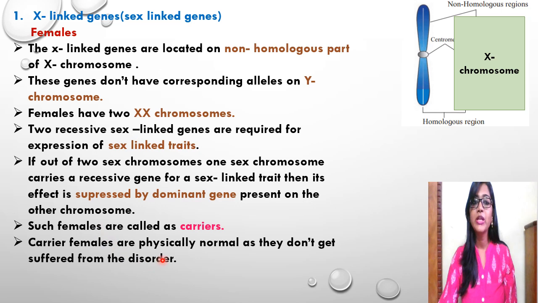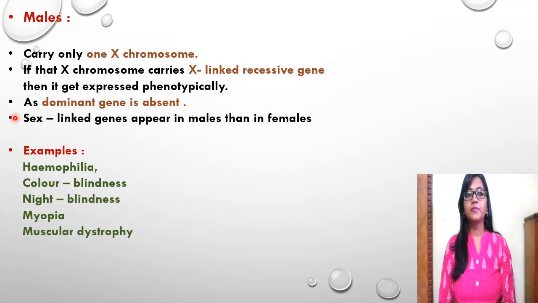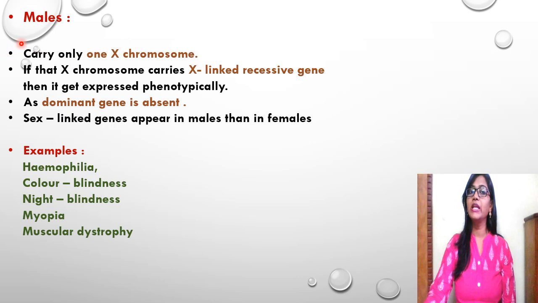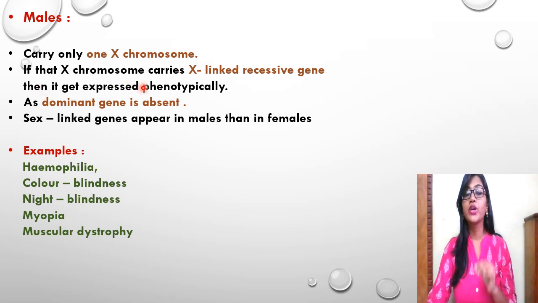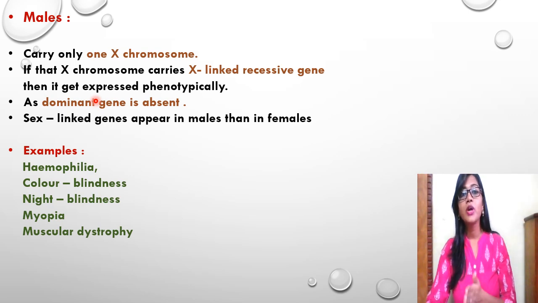So the carrier females are physically normal, as they don't suffer from the disorder. Now, talking about what will happen with the males. As you know, males have X and Y chromosomes, right? The females carry both X chromosomes, while males carry X and Y chromosomes. So what will happen? Males carry only one X chromosome. If that one X chromosome carries an X-linked recessive gene, then what will happen? It will get expressed phenotypically because another X chromosome is absent in the male; the other is the Y chromosome.